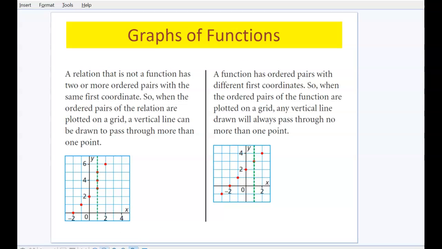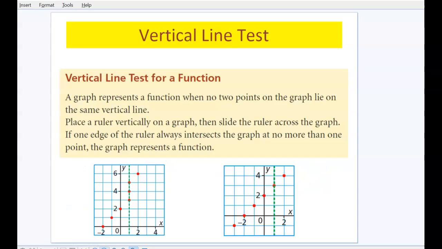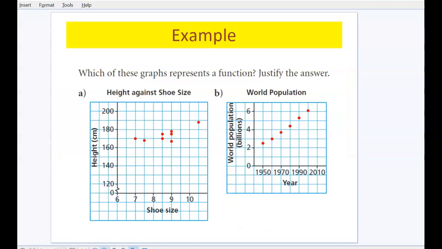Now, when we look at graphs of relations, we can tell whether or not a graph of a relation is a function by using what's called the vertical line test. If we draw a vertical line and it crosses through more than one point, then that graph is not a function. If you look at the second graph, no matter where I draw a vertical line, it's only going to touch one point. This would represent a function. So the vertical line test, again, is used to determine whether or not a relation is a function.